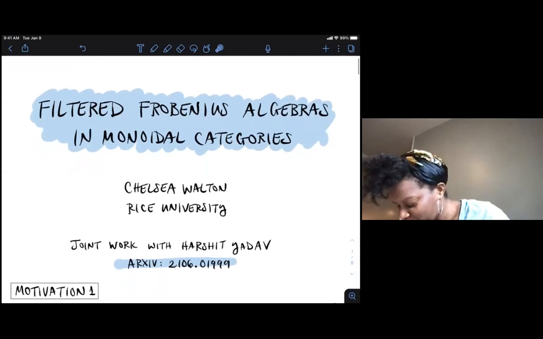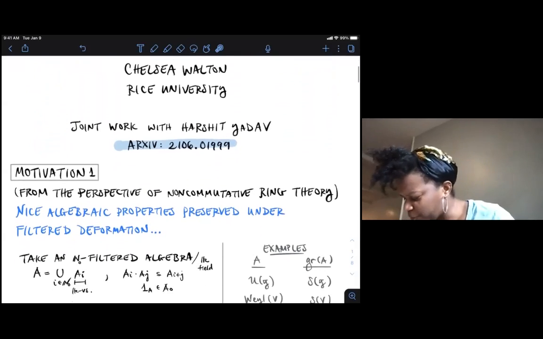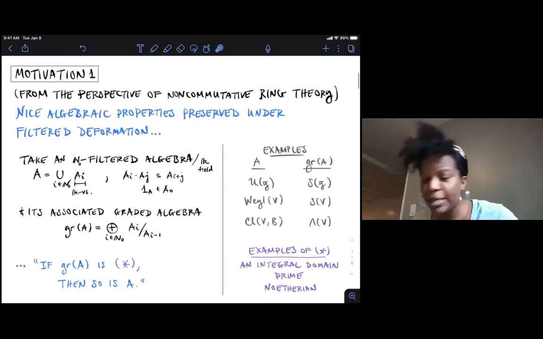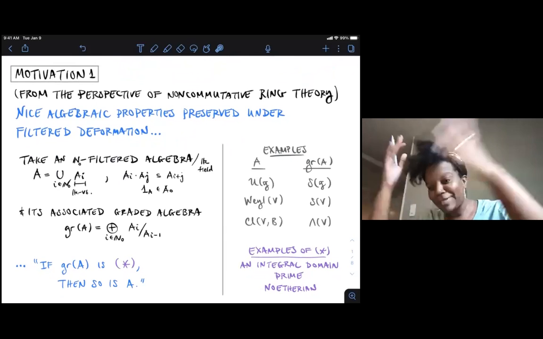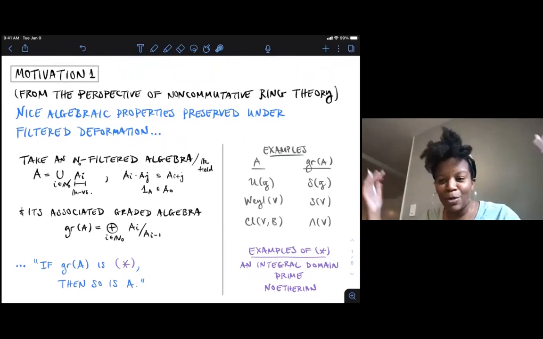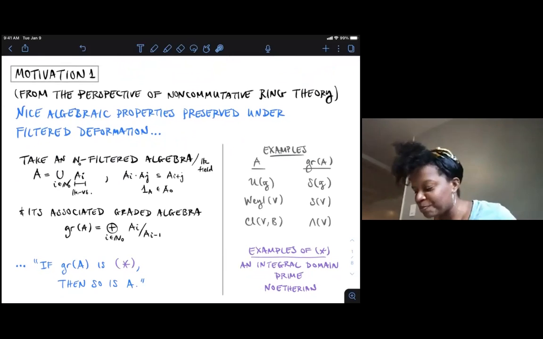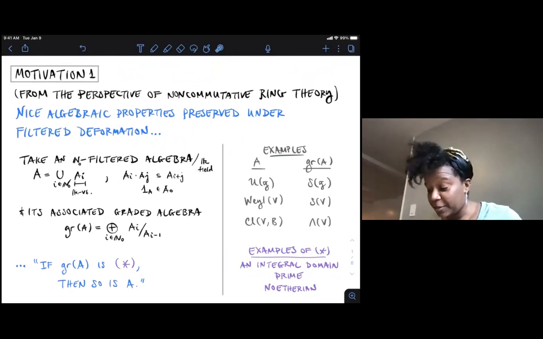All right. So there are two motivations for this work on filtered Frobenius algebras and monoidal categories. I was raised a ring theorist, and now I'm kind of into category theory. So motivations come from both perspectives. From the ring theory perspective, what I'm interested in are nice algebraic properties that are preserved under filtered deformation.